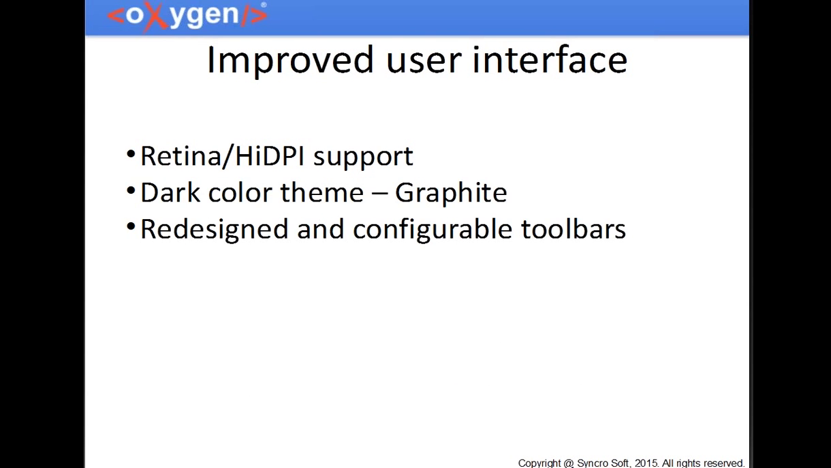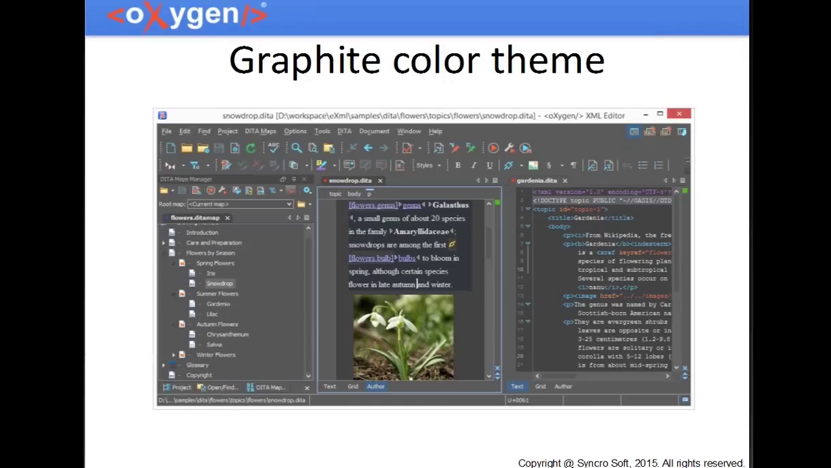Another new feature was a dark color theme. We call it Graphite. It looks like this. For some, a dark color theme is just a matter of taste or preference. For others, it's a necessity. It's an accessibility aspect. So in this version, we have such a dark theme.